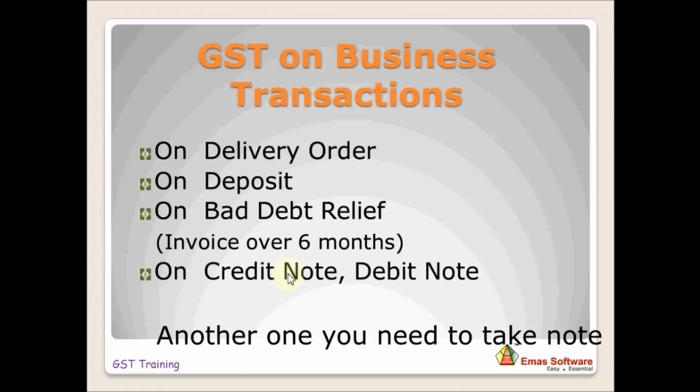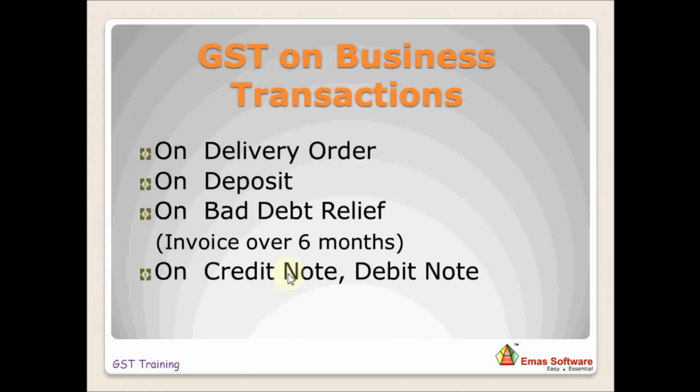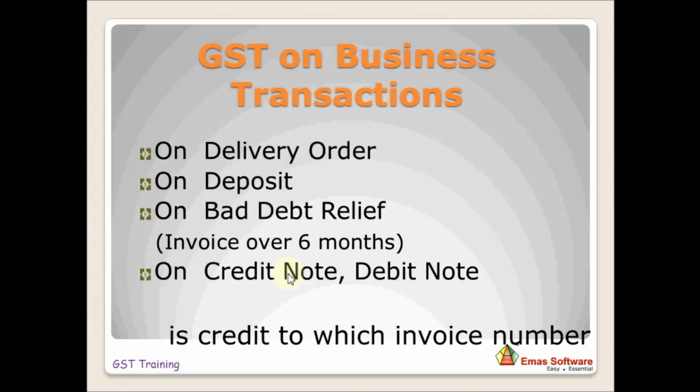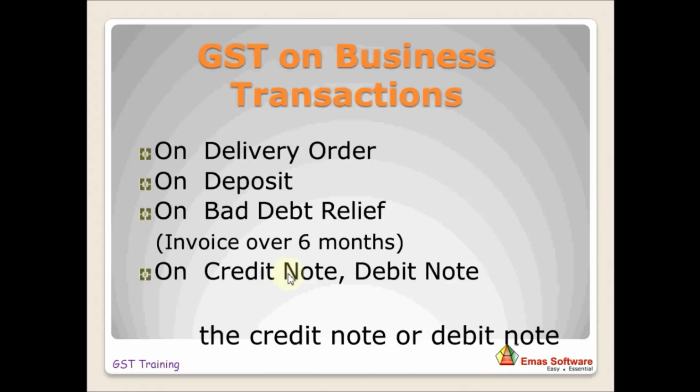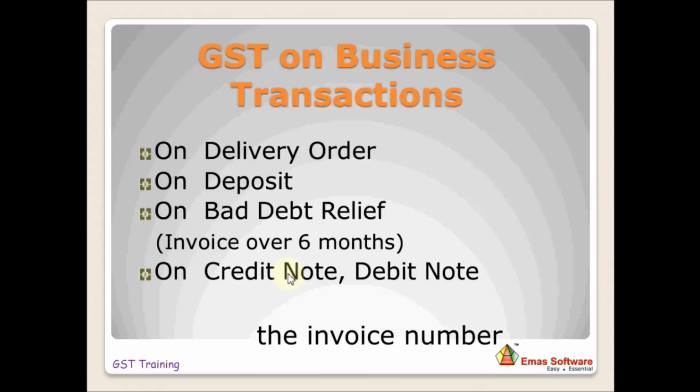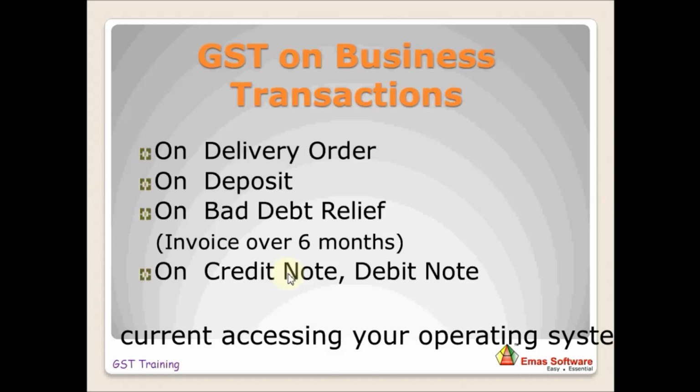Another one you need to take note of is the credit note and debit note. When you issue a credit note, you need to specify which invoice number this credit note is credited to, what the invoice date is, and the reason why you need to issue this credit note. This means that the credit note or debit note format you print out needs to have the invoice number, the invoice date, and also the reason. This is the difference from your current accounting operating system.